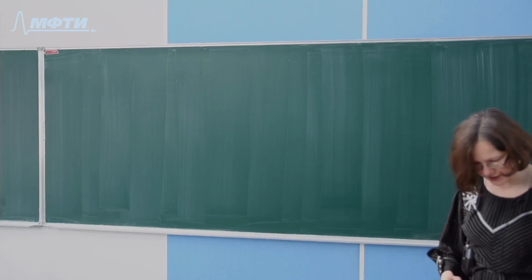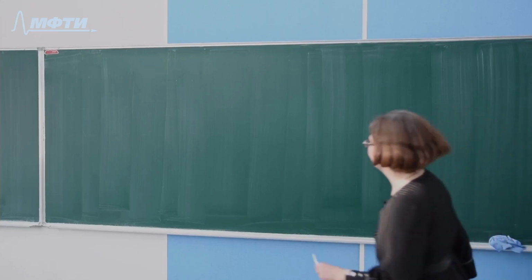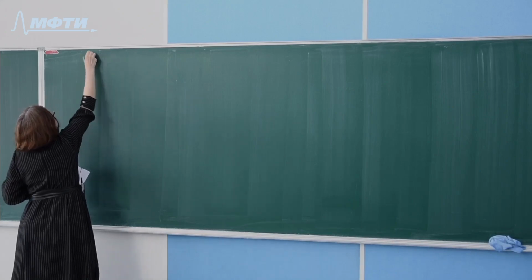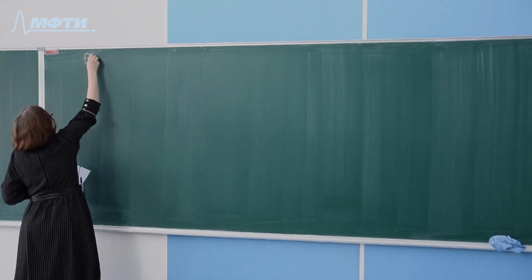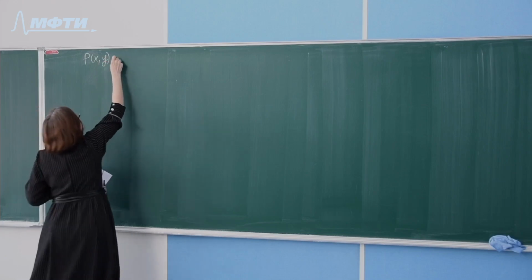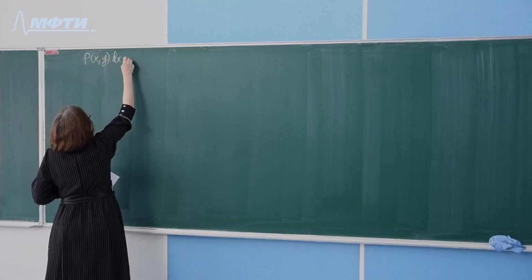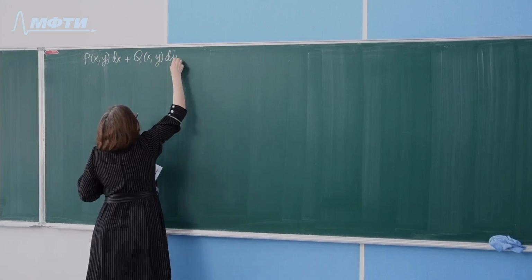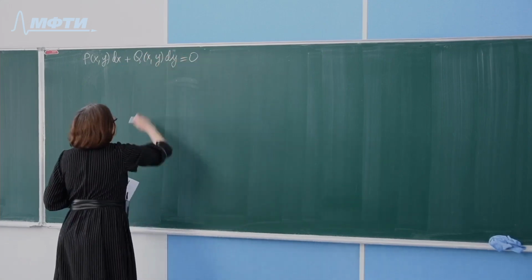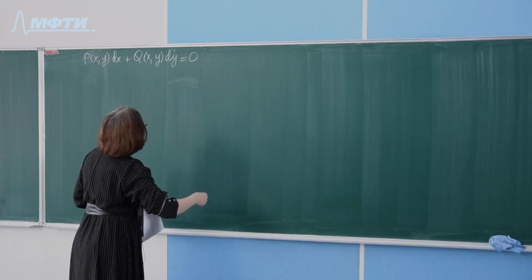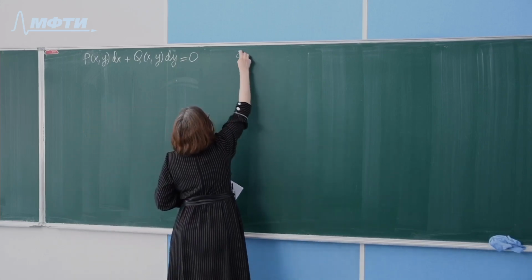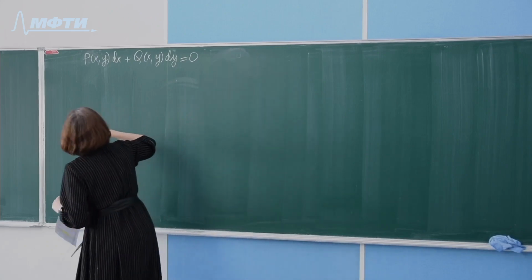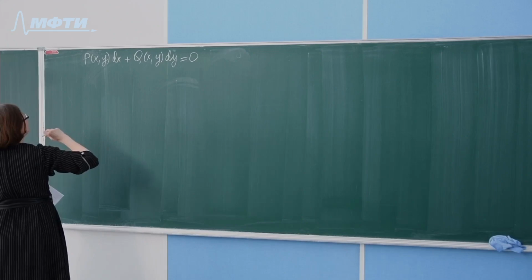And now we will consider examples. So I'd like to recall an exact differential equation. It is an equation of the type P of x,y dx plus Q of x,y dy equals 0, and this equation is exact if and only if... So first we should check. This will be the plan.